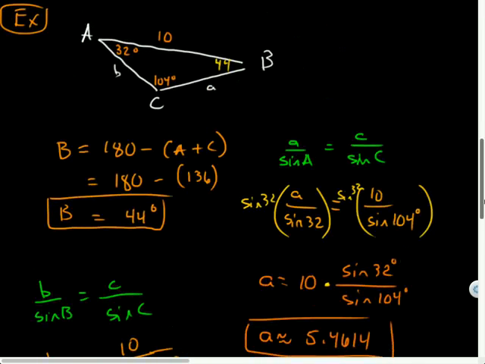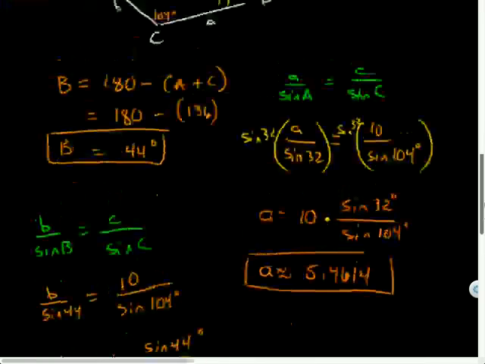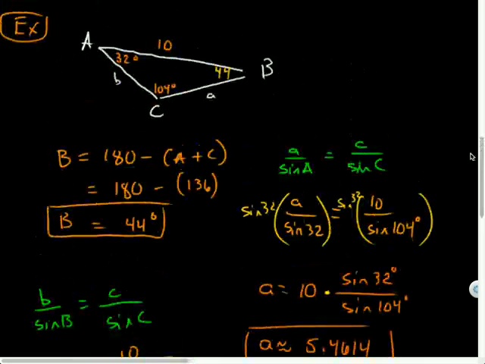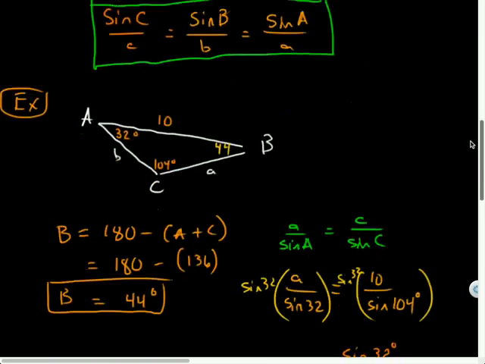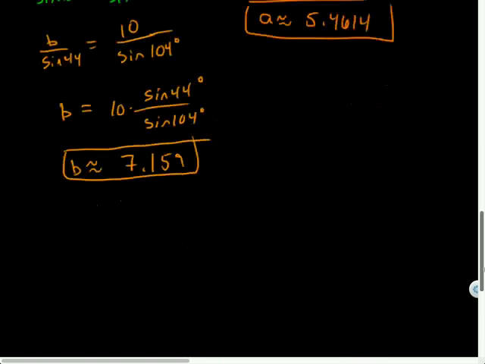So this is kind of cool stuff. You can find those ratios. And one of the things you should always do is check that your smallest side is opposite your smallest angle. 5.4 is the smallest side, it's opposite 32, which is the smallest angle. The largest side, 10, is opposite the largest angle. And the medium side is opposite the medium angle. So, in case you plugged it in wrong, that is how you check the reasonableness of your answers.